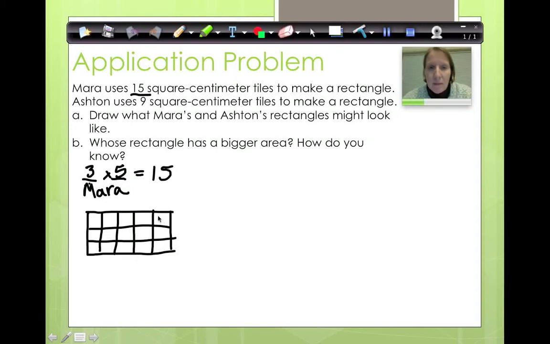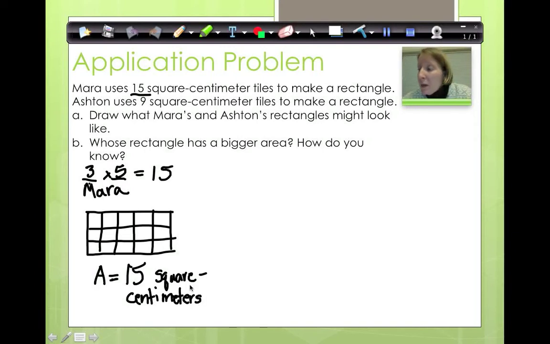Okay. What is the area of Mara's? Well, 3 times 5 is 15, so hers is 15. We're going to say square centimeters. Okay, we're going to use our units just to make it clear. These are not inches or feet or yards or meters or kilometers. Okay, now let's do Ashton's.